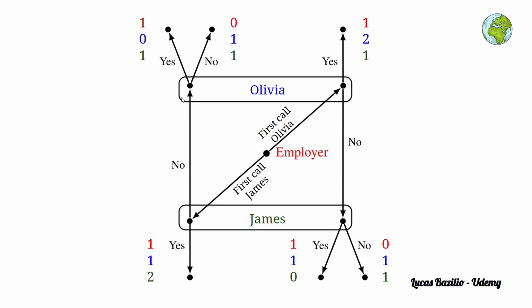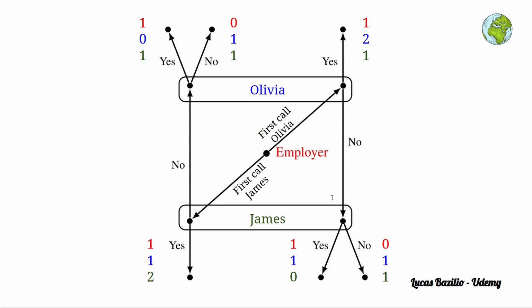Okay, so let us come back to Olivia's information set. We can see how her decision nodes in both cases, being first call or second call, are grouped into a single information set with two nodes. She makes her decision, yes or no, without knowing which of the two cases she is in. That is the essence of imperfect information.